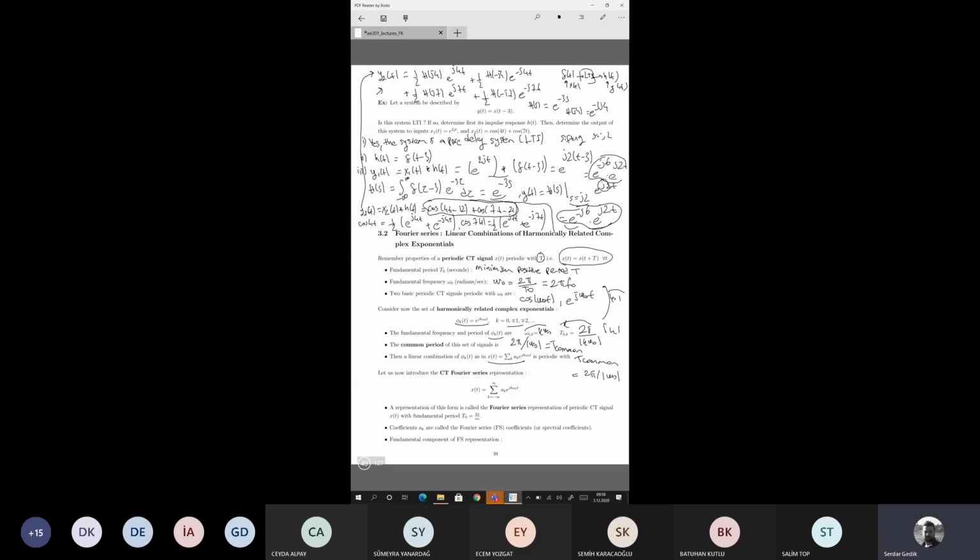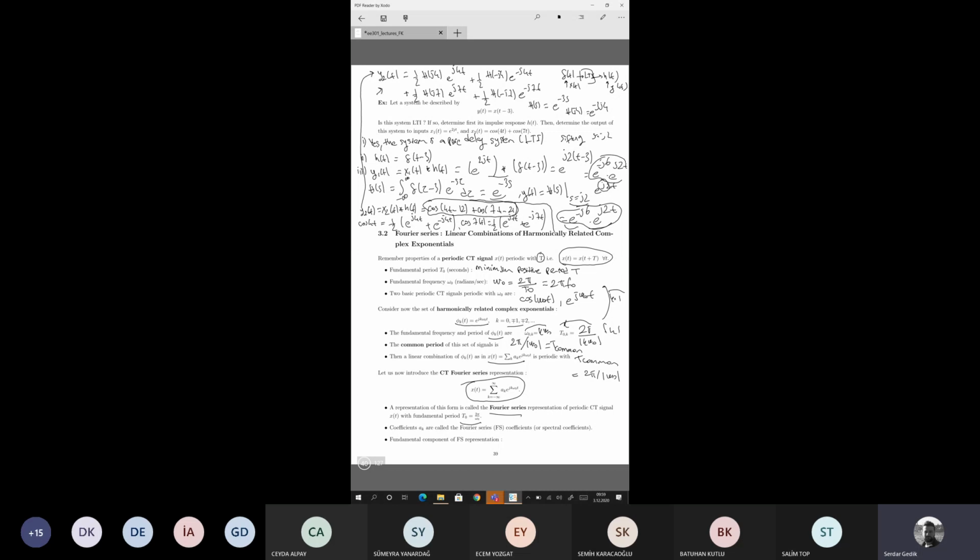So at this point, let's introduce the Fourier series representation for continuous time signals. If you have x of t, you can represent it as a linear combination of harmonically related complex exponentials. A representation of this form is called the Fourier series representation of periodic signals. And this periodic signal x of t has period 2 pi over omega 0.